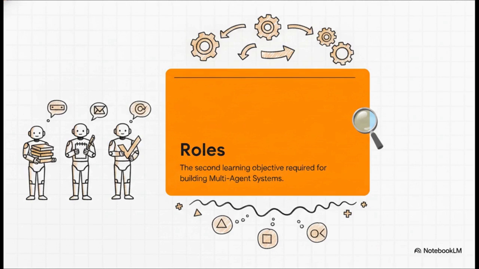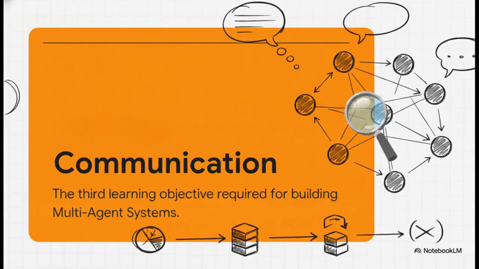Understanding how to define these system prompts, assign these exact constraints, and perfectly balance those opposing configurations, well, that's what makes a multi-agent system so highly efficient and remarkably accurate. Finally, we have communication. This is our third learning objective required for building multi-agent systems, and it's basically the integration layer. So you have agents mathematically aligned to collaborate, right? And you have agents set up with highly specific system configurations. But how do they actually pass data, feedback, and context back and forth between each other?